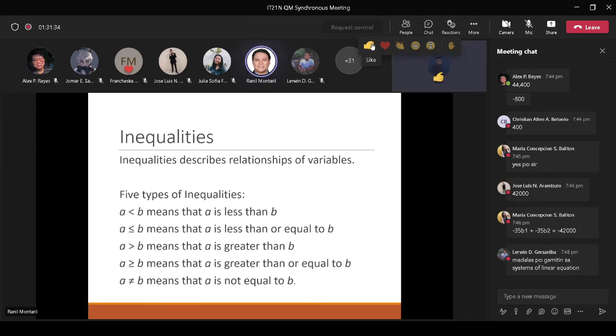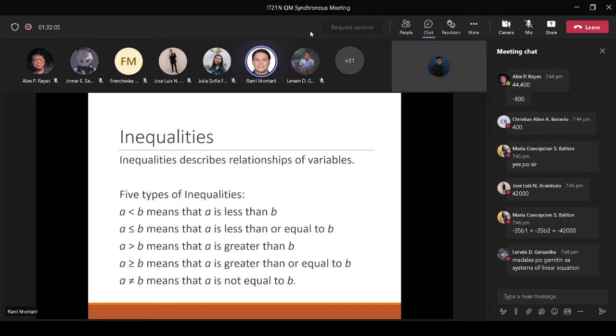Inequalities. So, kanina, equalities yung topic natin. Pag equality, sinasabi natin na yung expression on the left is equal to the expression to the right. So, si inequalities naman is also a relationship of variables. But this time, A is less than B, A is less than or equal to B, A greater than B. These are relationships.